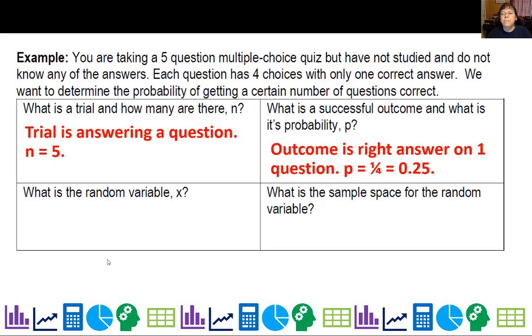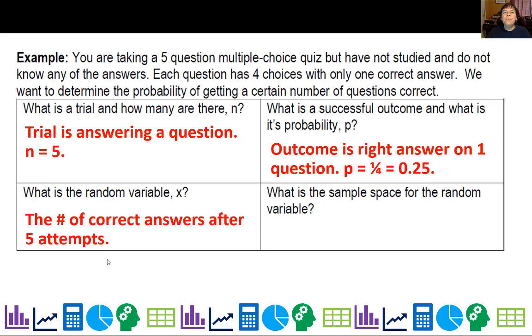What is the random variable X? X is the number of correct answers after 5 attempts. So what's the sample space? What are my possible outcomes for X? Well, you could get 0, 1, 2, 3, 4, or 5 answers correct on this quiz. All right? So anytime you're doing a binomial distribution problem, you want to identify N, you want to identify P, you want to identify X, and it sure helps to write the sample space for X, all right?